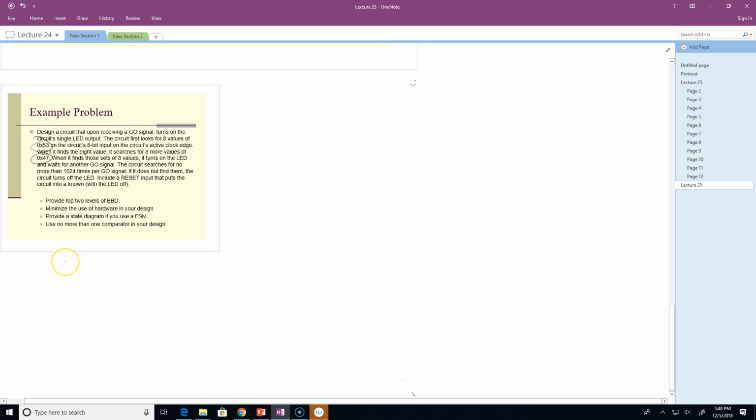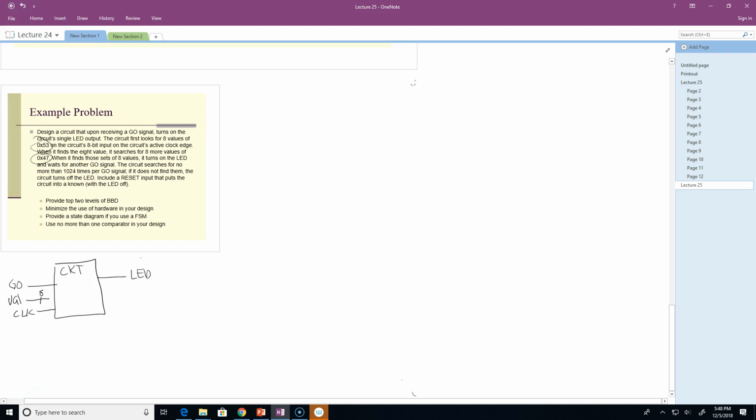So the very first step is, of course, to draw the diagram on this thing. It has a go signal. It has data. I think I'm going to change that. It has value. It has a clock. And as output, it has an LED. That's all it has in the output.